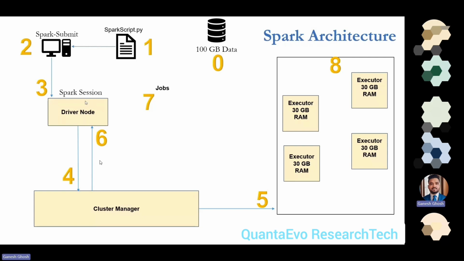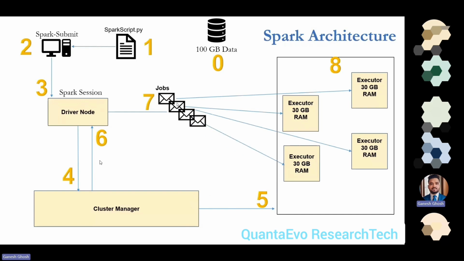Now the driver will divide this project into jobs. Suppose it has divided it into 4 jobs. Now the driver will assign each job to each executor. The first job it will assign to executor 1, the second job to executor 2, the third job to executor 3, and the fourth job to executor 4. Now the driver has assigned all the work to the executors.